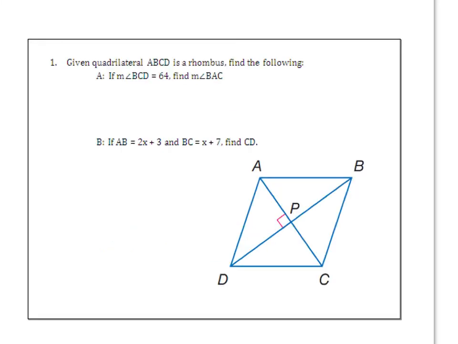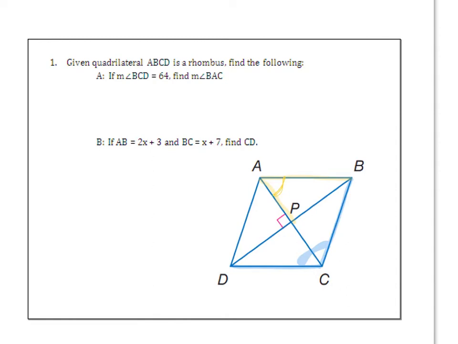Number 1, given quadrilateral ABCD is a rhombus, find the following. If the measure of angle BCD is 64, so BCD is 64. Does that look like 64? Not even close, but I guess we have to go with it. Find the measure of angle BAC. BAC is this angle in yellow up here.